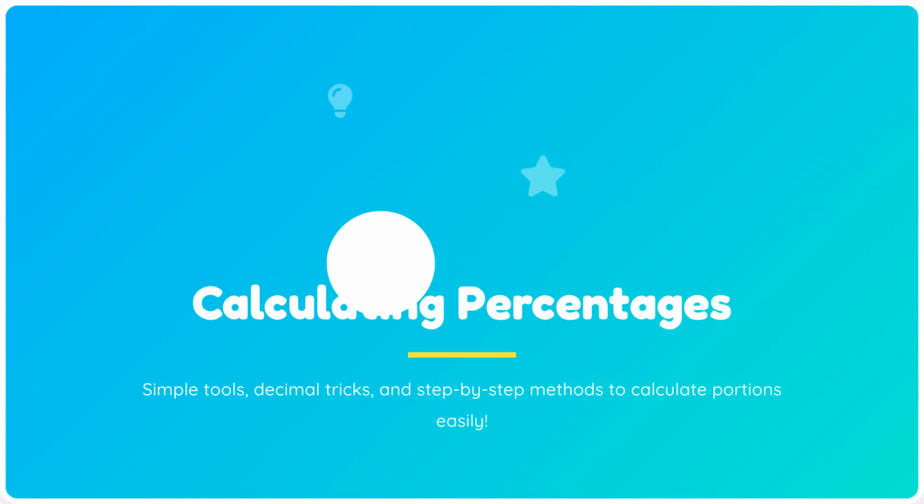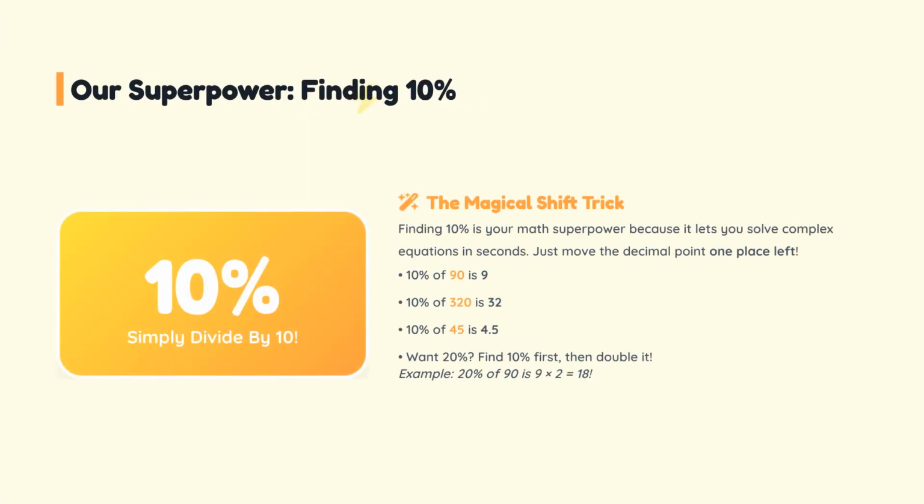Now, let's explore calculating percentages using simple tools and tricks to make solving these problems easier. Finding 10% is your math superpower. Simply divide by 10 by moving the decimal point 1 place to the left. If you need 20%, find 10% first, and then just double it.